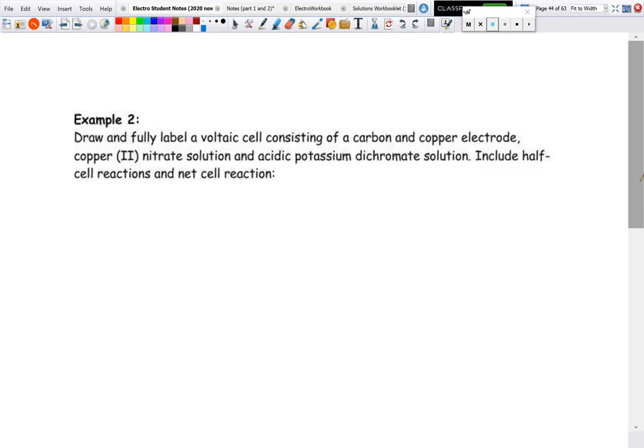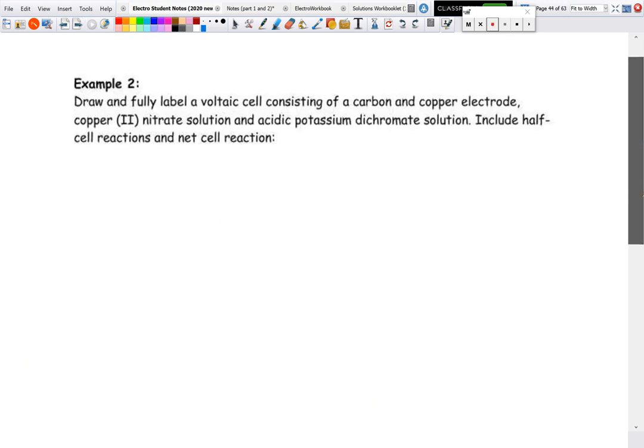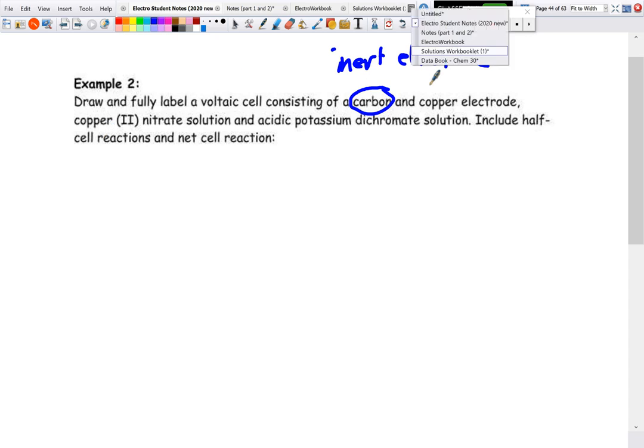Now our next one says draw and fully label a voltaic cell consisting of a carbon and copper electrode, copper(II) nitrate solution, and acidic potassium dichromate solution. Include half cell reactions and net reactions. Just remember, carbon is an inert electrode and is only used for a half reaction that has no solid. Now, just to give you a hint, a copper electrode pairs with copper(II) nitrate. Because we have solid copper and copper(II), we know these two can go together.